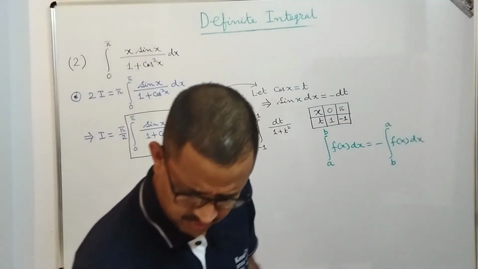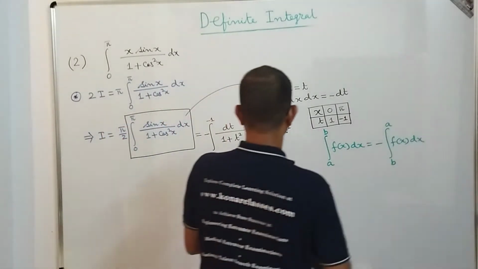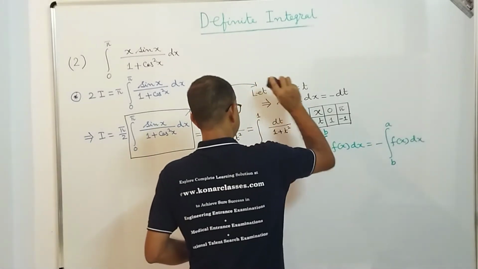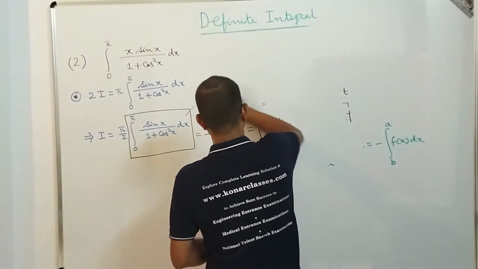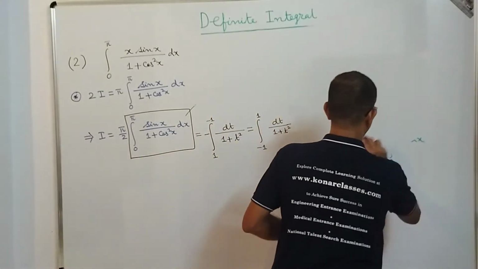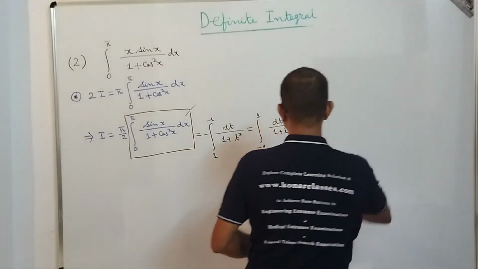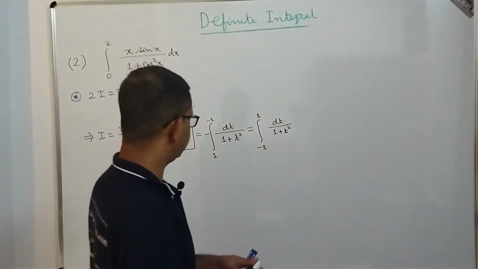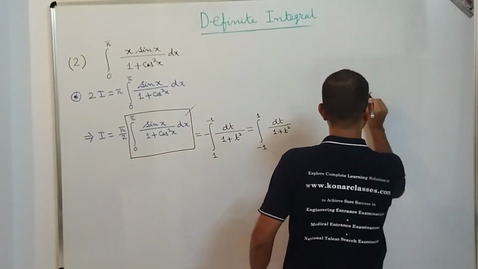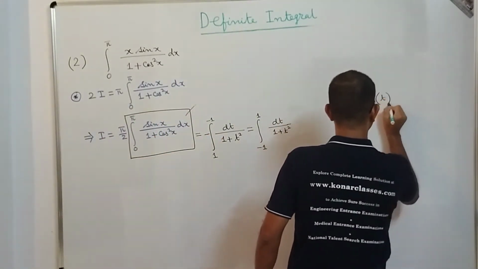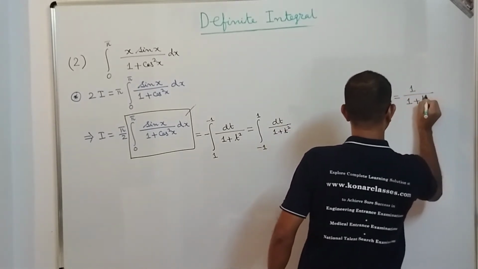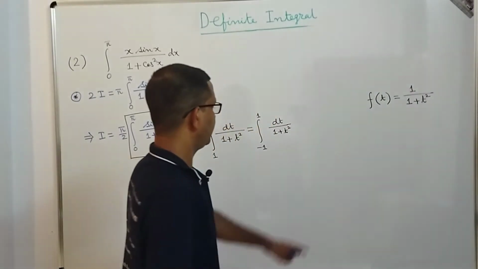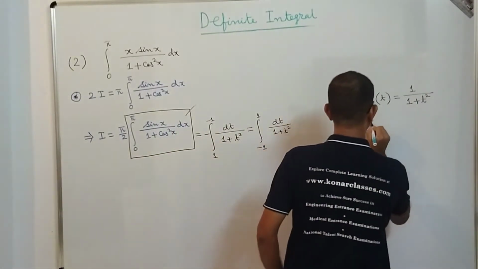Okay, now let's look into that integration, dt by 1 plus t square. Let's now concentrate on that particular integration. So what are we going to get, dear students? Let's consider this function f of t. F of t is equal to 1 by 1 plus t square. Okay, now what is f of minus t?